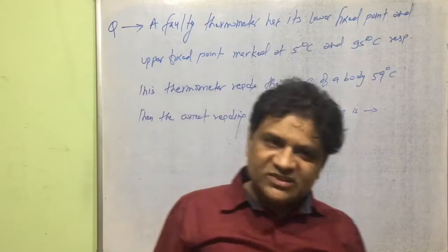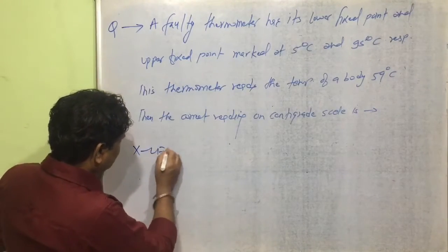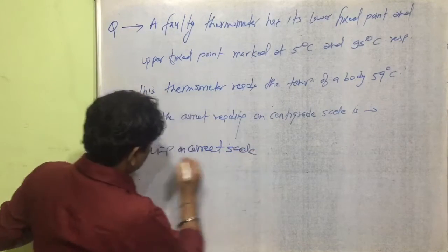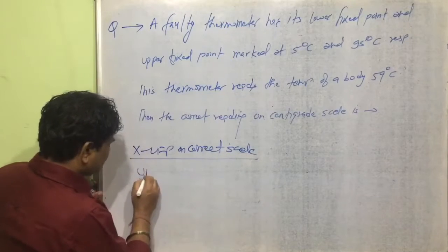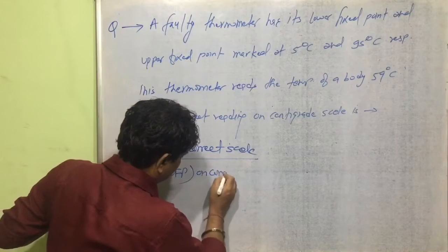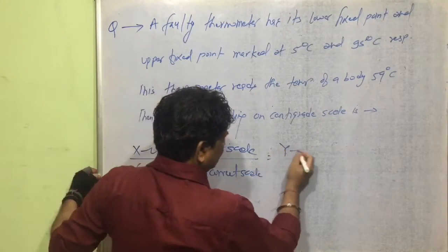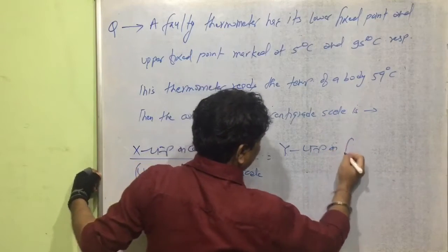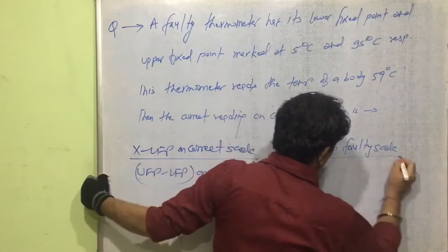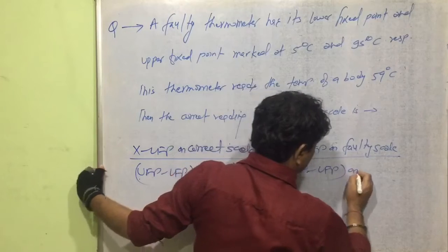Yes, one relation we discussed in class here: X minus lower fixed point on the correct scale, divided by upper fixed point minus lower fixed point on the correct scale, must be equal to Y minus lower fixed point on the faulty scale, divided by upper fixed point minus lower fixed point on the faulty scale.